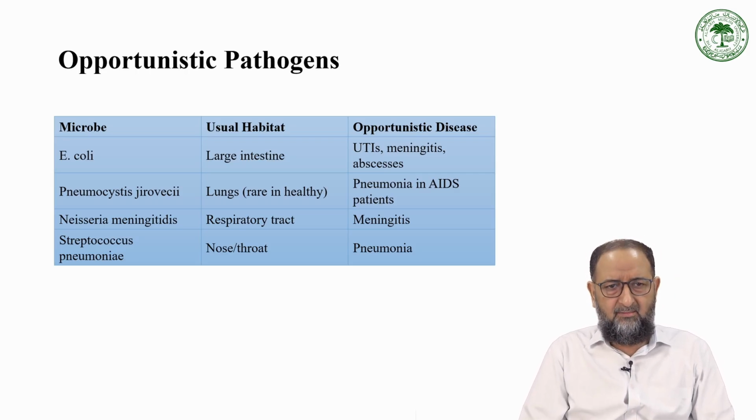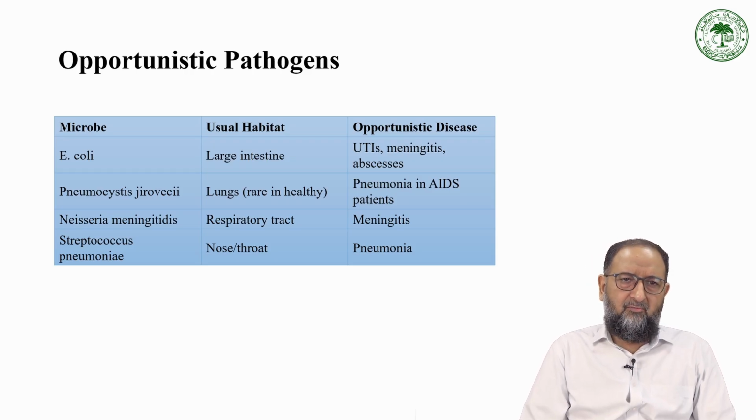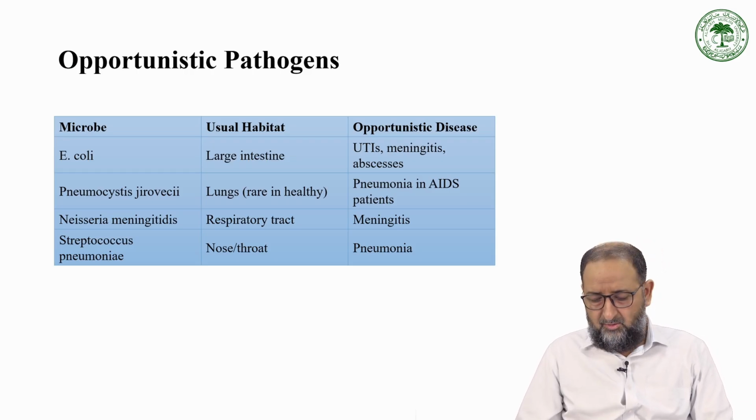Neisseria meningitidis is a bacterium which causes meningitis, and its normal habitat is the respiratory tract. Streptococcus pneumoniae is present in the nose and throat, and it causes pneumonia. So, by preventing these bacteria at their sites, you can protect against the diseases caused by these bacteria.